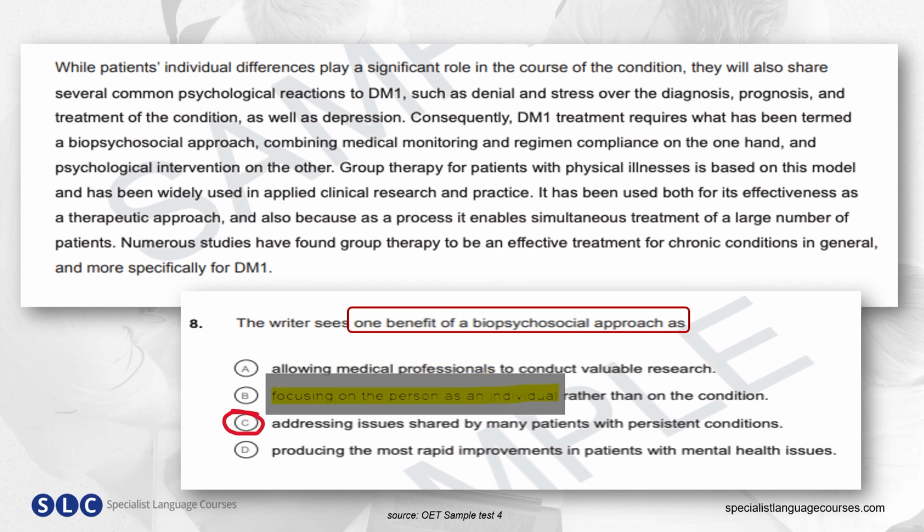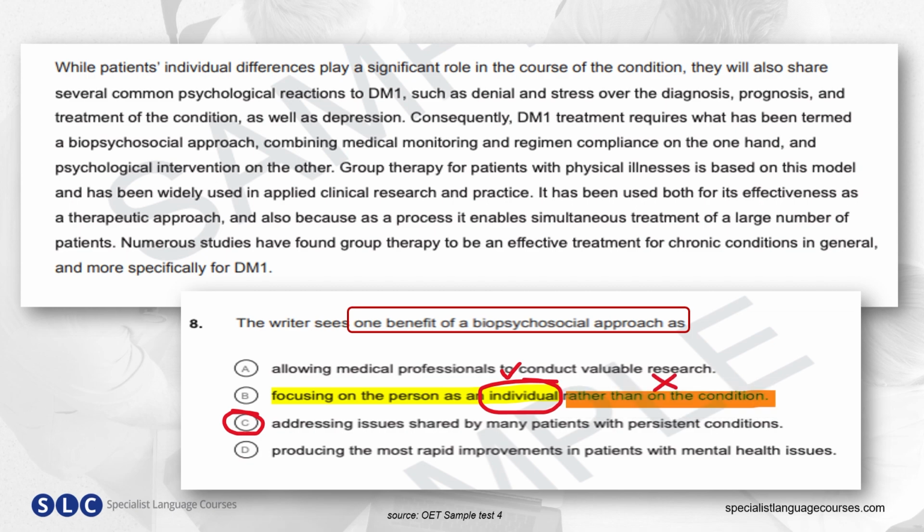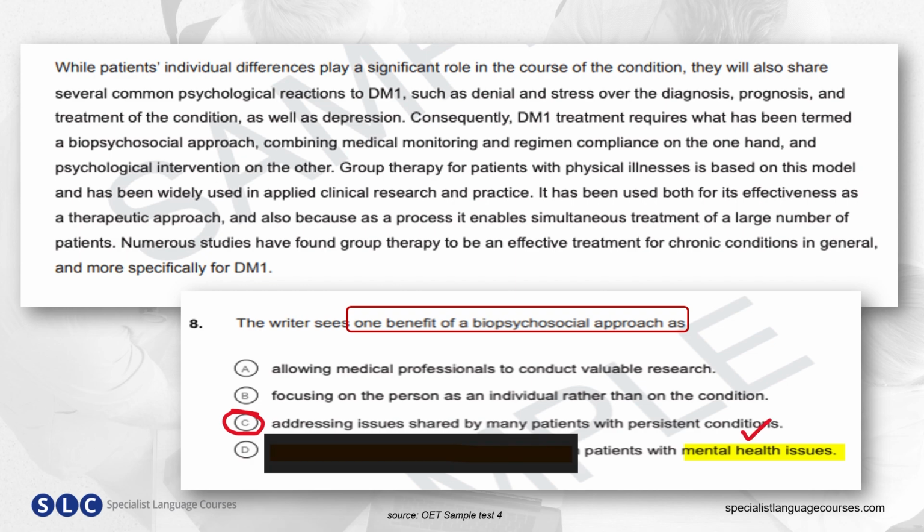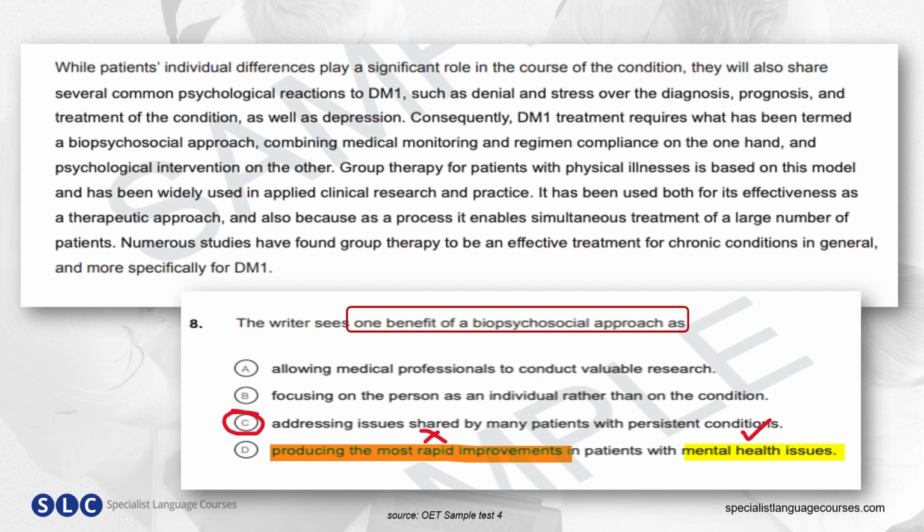Looking at option B, focusing on the person as an individual rather than on the condition. The text talks about individual differences, but no link to this being a benefit of a biopsychosocial approach. There is no indication that focusing on the individual rather than the condition is a benefit. It's talking more about the benefits of group therapy in general. And option D, we can see that even though mental health options are mentioned, there's no mention of the speed of the improvements or how fast that happens. So we know it can't be correct.